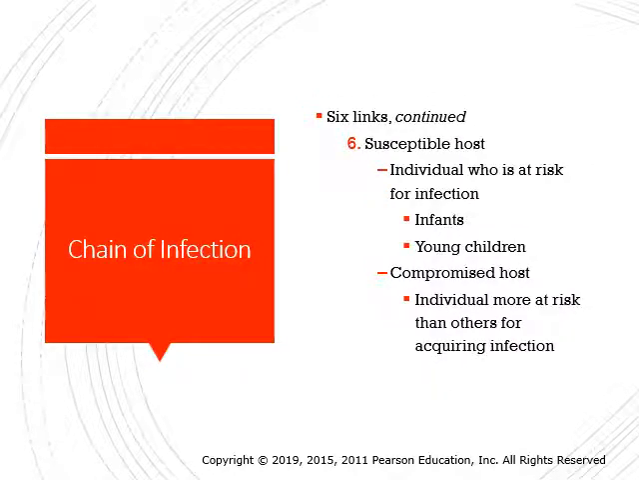And then the last link is a susceptible host. So we have all these things in place, but now we need a host who is at risk for infection. Okay, a susceptible host is someone who is at risk. Those commonly are infants and young children, right? Their immune systems are not as robust and responsive. And then we also have a compromised host. This is an individual more at risk than others for acquiring infection.